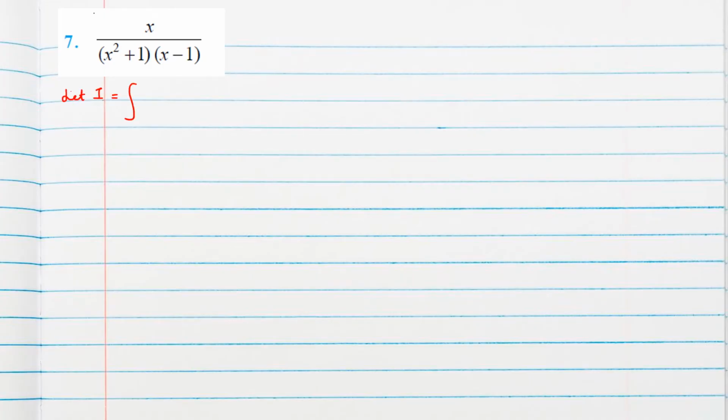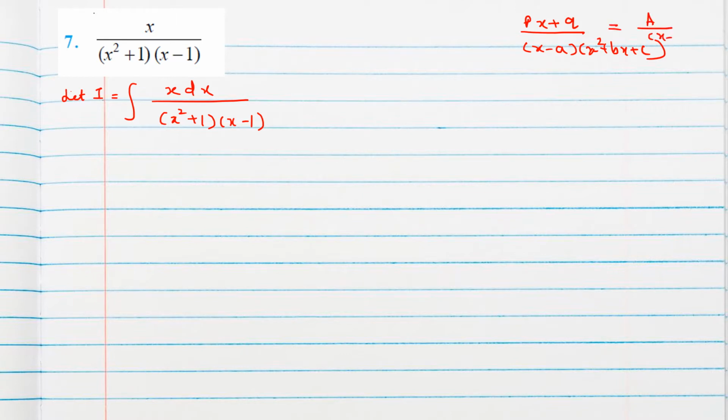Let the integral be I. So x dx divided by (x square plus 1)(x minus 1). So this is of the type (px plus q) divided by (x minus a)(x square plus bx plus c). Okay, so here you can write the partial form as A by the first bracket and (Bx plus C) by the second bracket, x square plus bx plus c.